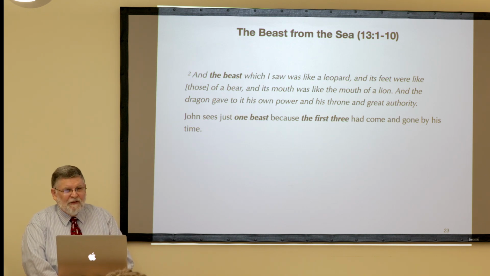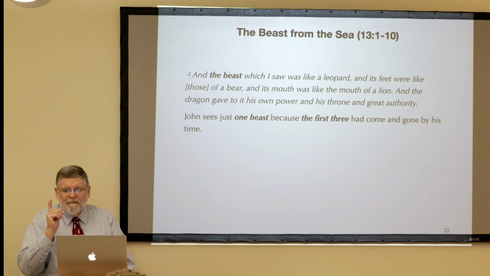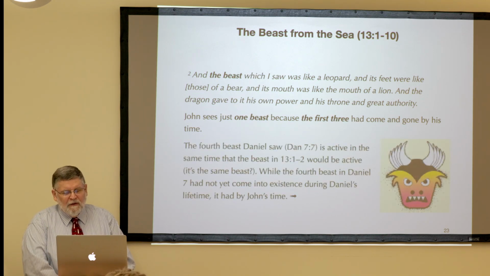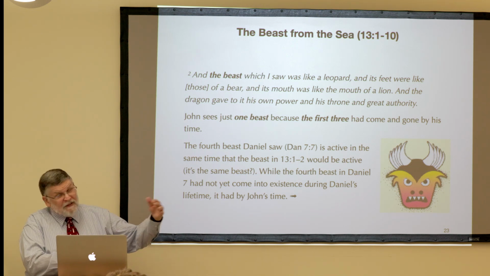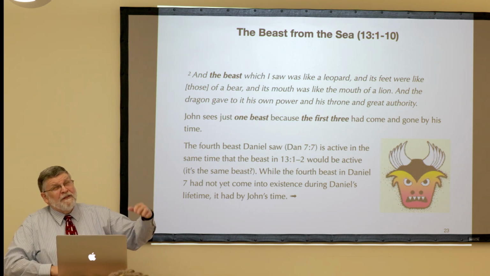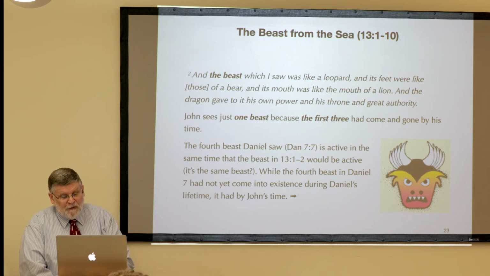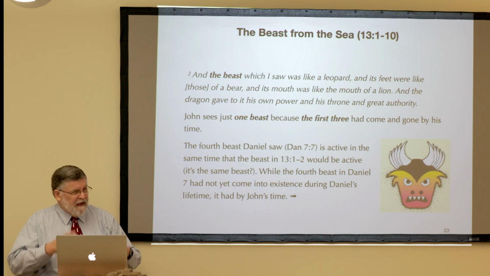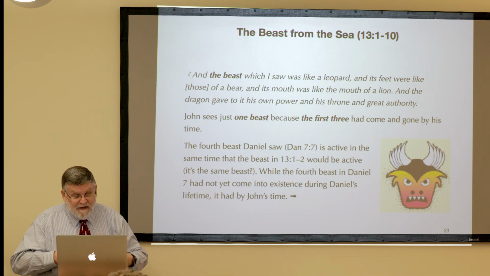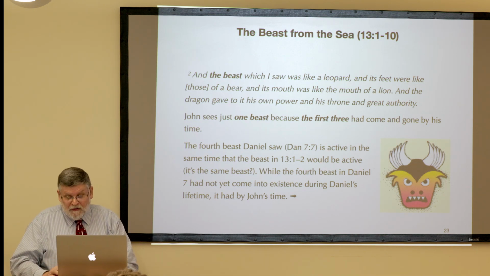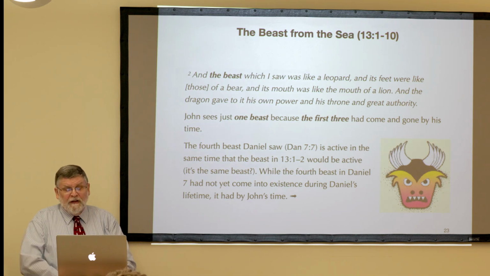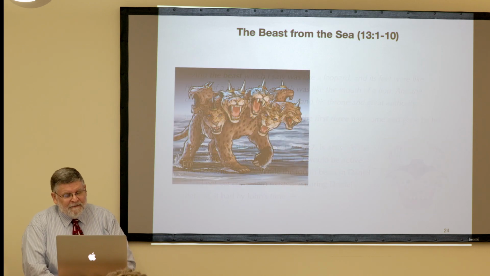So how many beasts does John see here? He sees one, because the first three that Daniel talked about have come and gone. They're no longer around. And so the fourth beast is active at that time. It seems to me that the fourth beast that Daniel foresaw looking in the future is the same one that John is referring to. Some people would disagree with that. Like I said, it seems to me that it's the same one, or at least it's serving the same function as that.